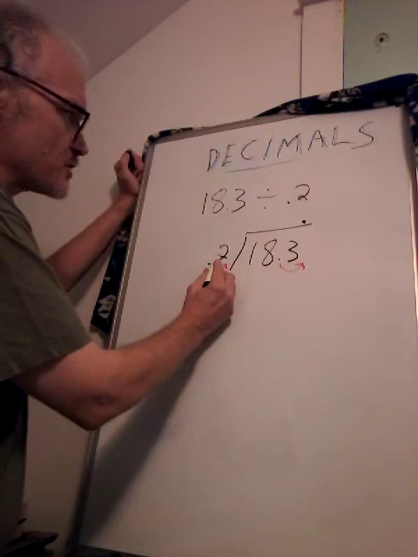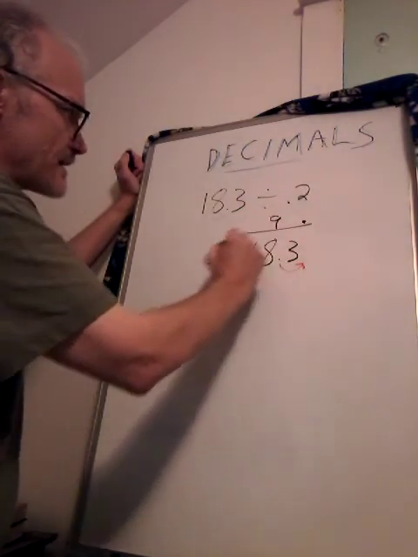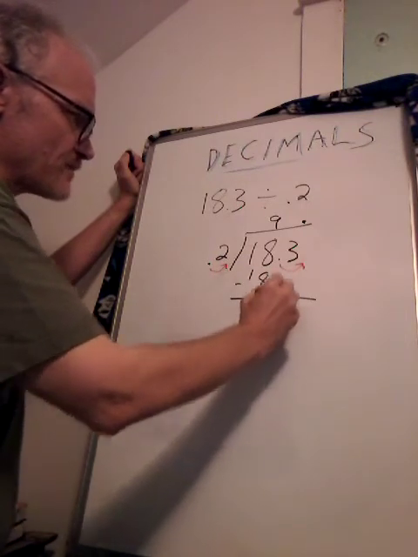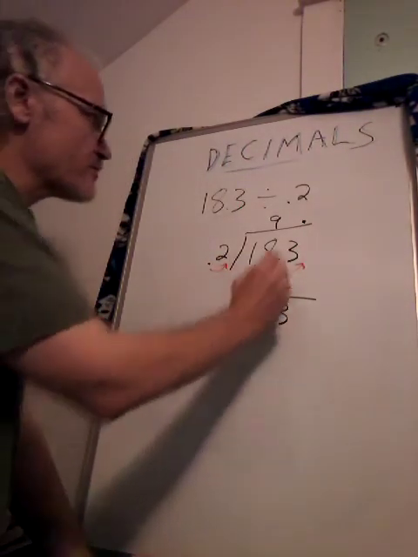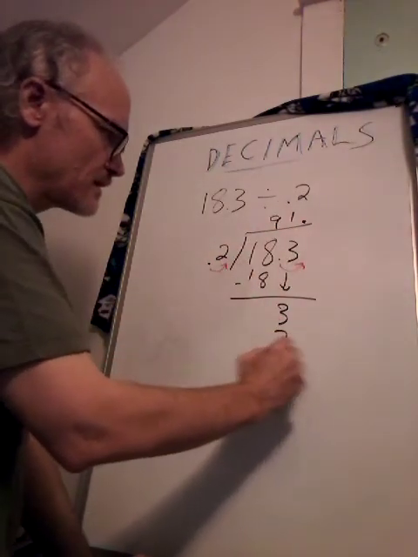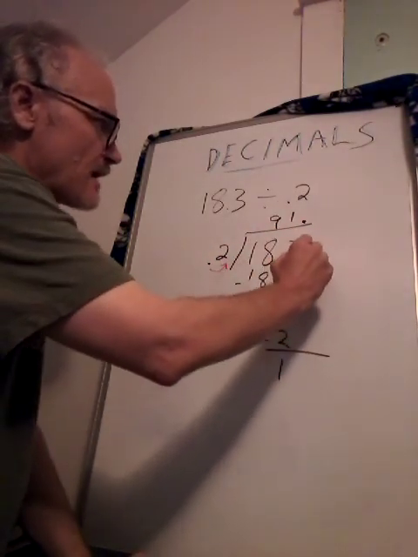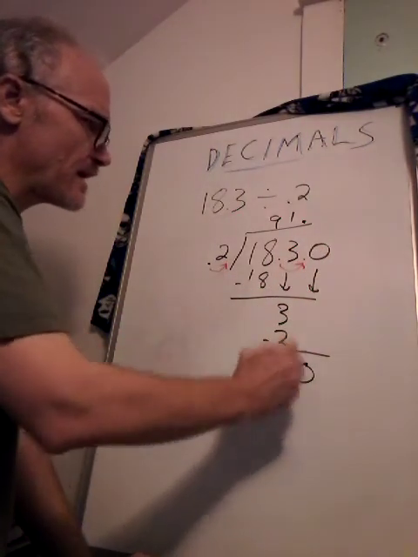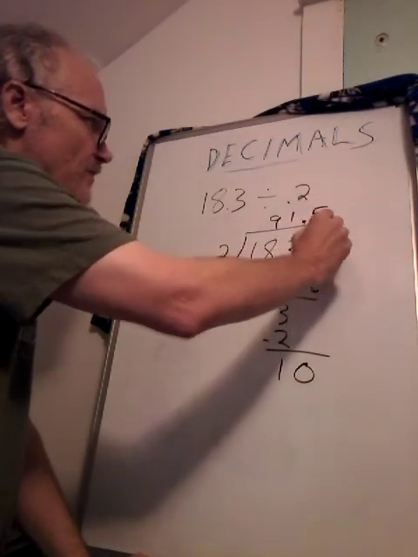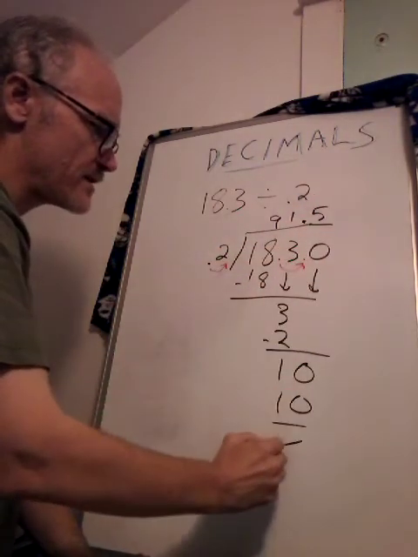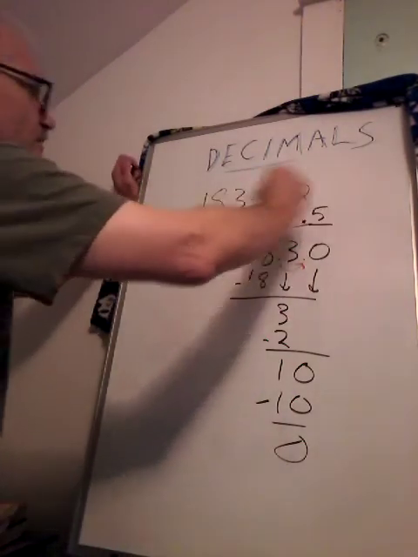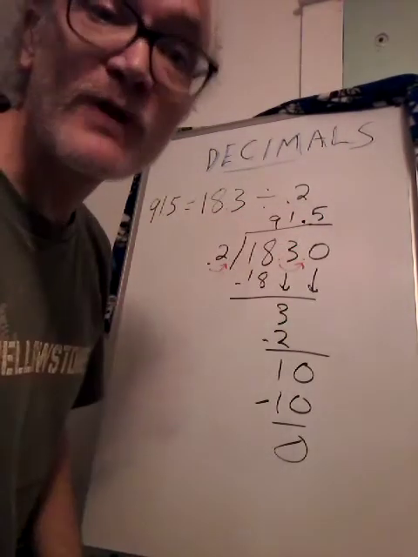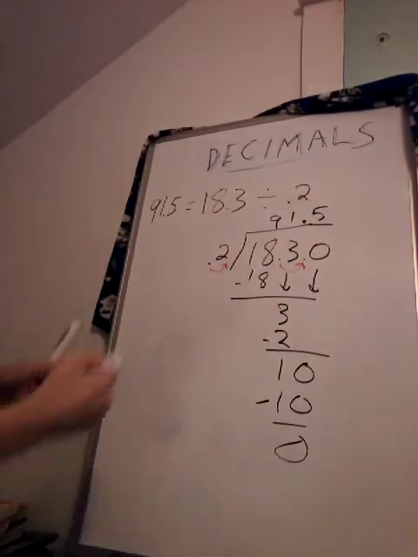Now, 2 goes into 18, 9 times. 2 times 9 is 18, subtract, bring down my 3, right? You know how to do this. 2 goes into 3 one time, subtract, and you know what? I could bring down a 0. 2 goes into 10 5 times, with no remainder. So I get an answer 91.5. I've already adjusted, so I don't need to readjust it. This is the answer right here, 91.5.